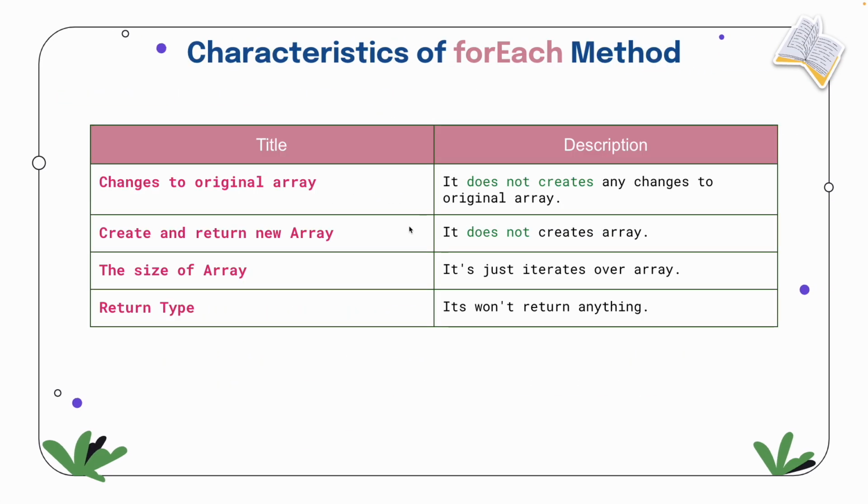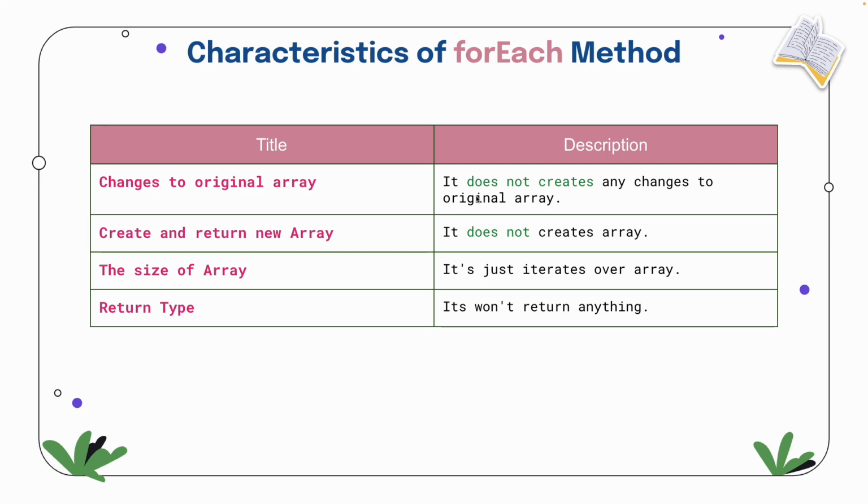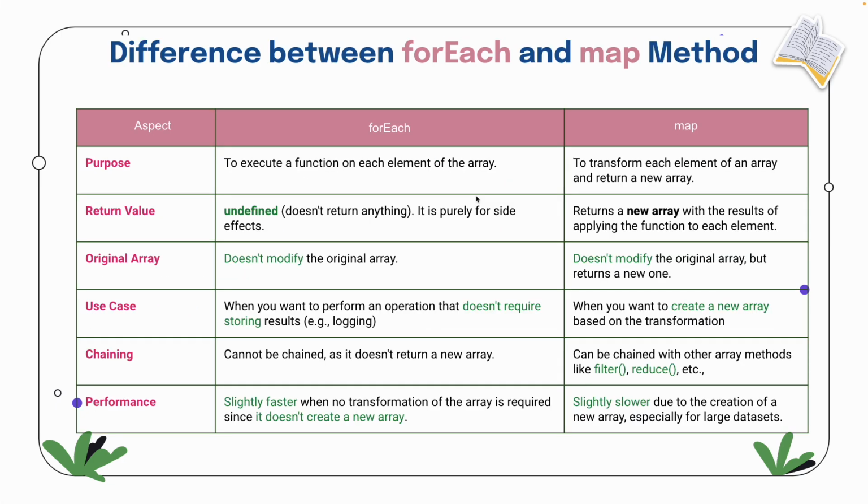Fine. So for each loop. Now same thing, it does not create any array. It just iterates. It won't return anything because there is no return statement in this for each loop. Just iterating it. Okay, next we'll go for, okay, so map is there, for each is there.